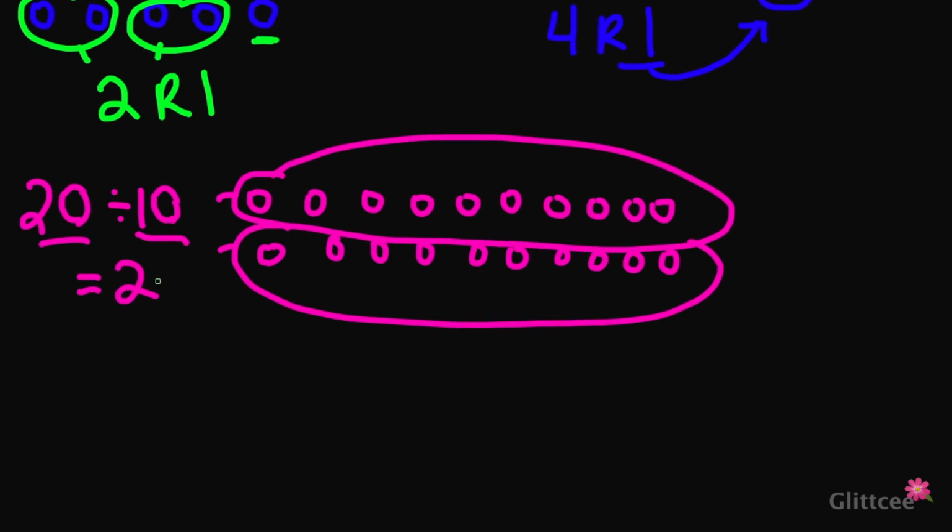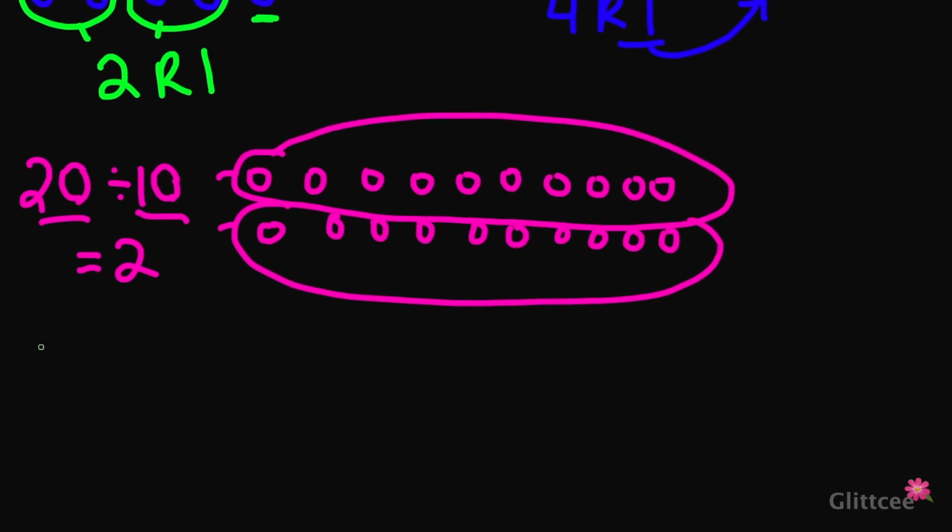I have 2 groups of 10. And then don't forget, 2 times 10 equals 20. They're opposite each other. Division and multiplication are opposite.